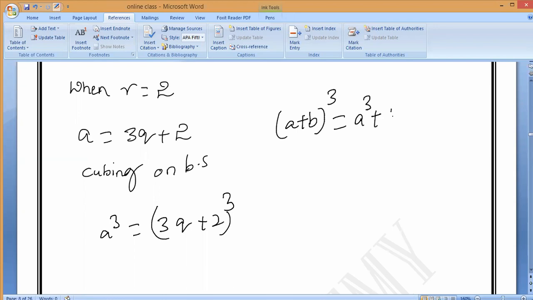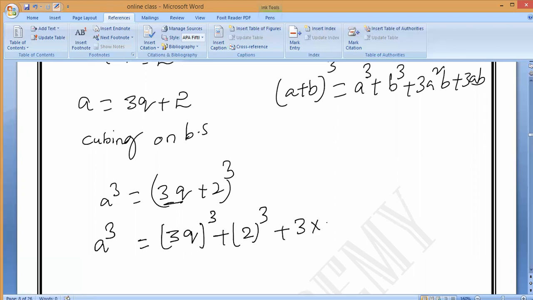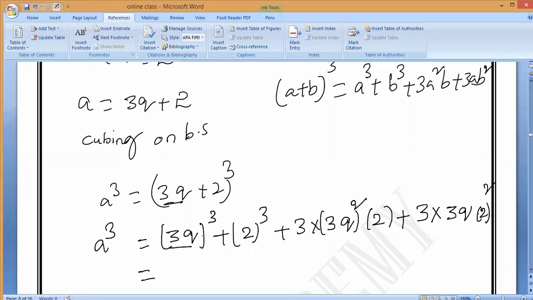Apply the (a plus b) whole cube formula: a cube plus b cube plus 3a square b plus 3ab square. So (3q) cube plus 2 cube plus 3 into (3q) square into 2 plus 3 into 3q into 2 square. What is 3q whole cube? 27q cube.